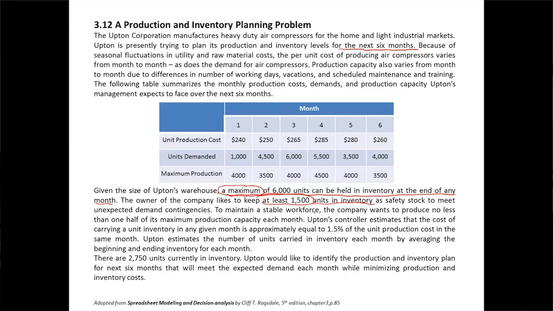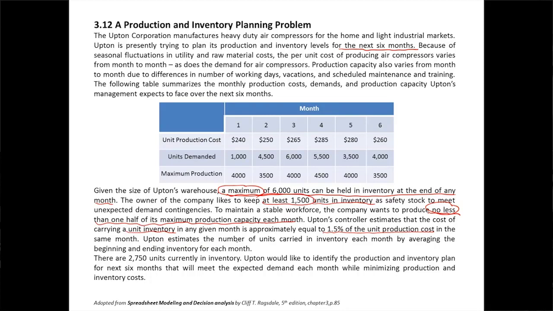To maintain a stable workforce, the company wants to produce no less than 1/2 of its maximum production capacity each month. Yuptong's controller estimates that the cost of carrying a unit inventory in any given month is approximately equal to 1.5% of the unit production cost. So that's the inventory cost.